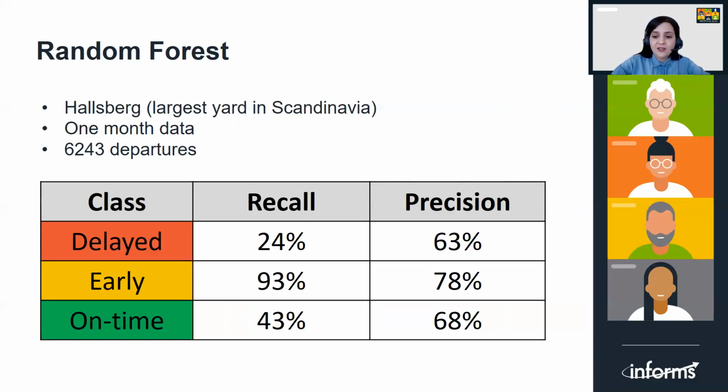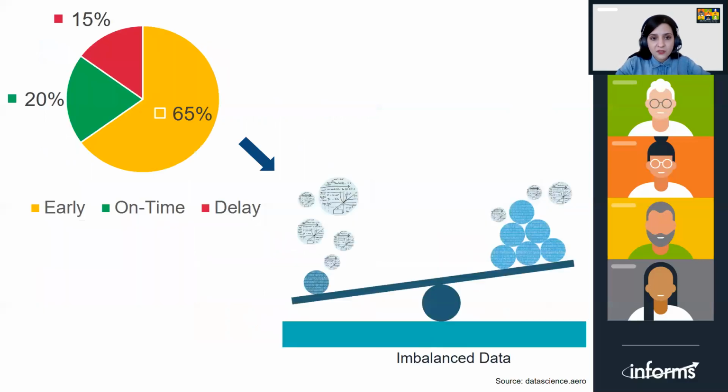But why has this happened to our results? The idea is that early departures comprise more than 65% of our data set. And we are facing a problem which is called imbalanced data in machine learning approaches. Imbalanced data means that we have some classes that are very important for us, but they are the minority classes. So we don't have enough instances from them to predict them correctly.